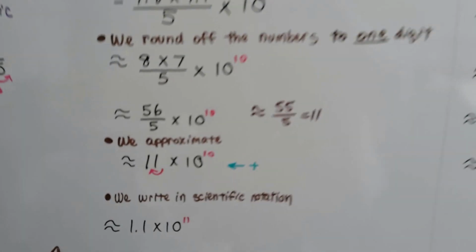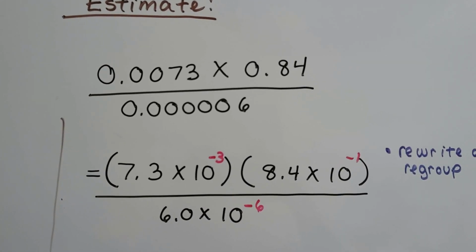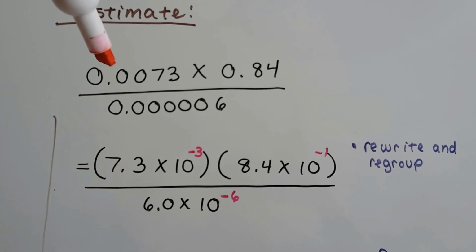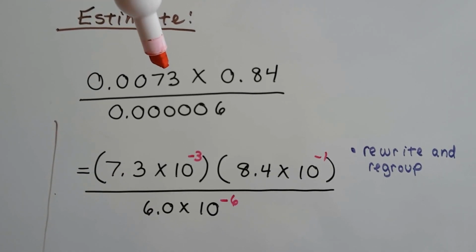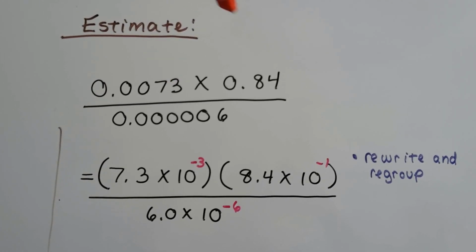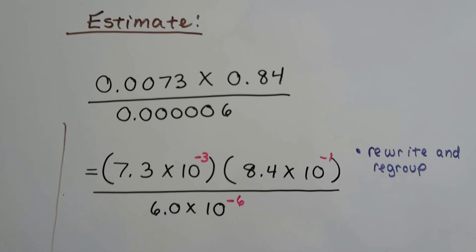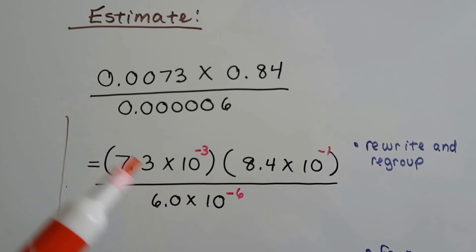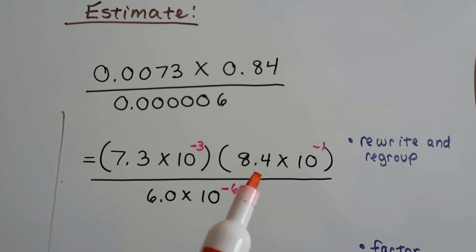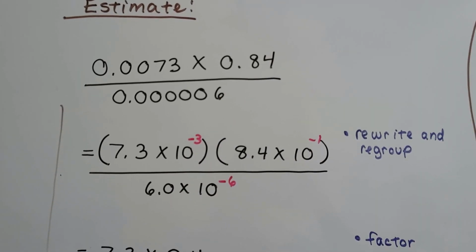Let's try this again. Now we've got a bunch of decimals, and we need to write them in scientific notation and regroup them and factor them, don't we? So this can be rewritten as a negative exponent by putting the decimal in between the 7 and the 3, and this can be written as a negative exponent by putting the decimal in between the 8 and the 4. So we get 7.3 times 10 to the -3rd, because we went 1, 2, 3 to the right, and this is times a -1 because we only went over 1 hop, didn't we?